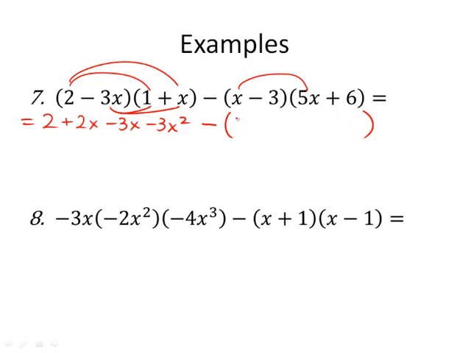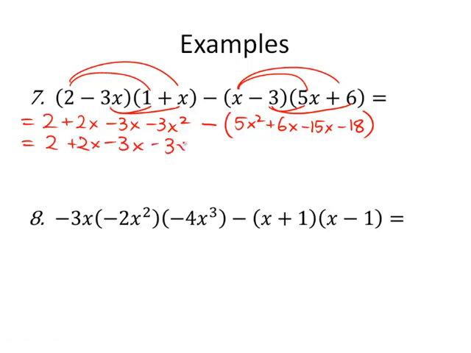X times 5x gives us 5x squared. X times 6 gives us 6x. Negative 3 times 5x gives us negative 15x. Negative 3 times 6 gives us negative 18. So let's write this all out again, and get rid of this bracket by multiplying everything by a negative, which changes all of the signs. Now we can look for like terms.